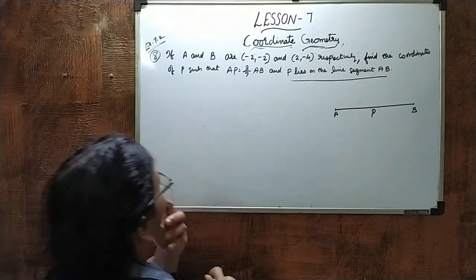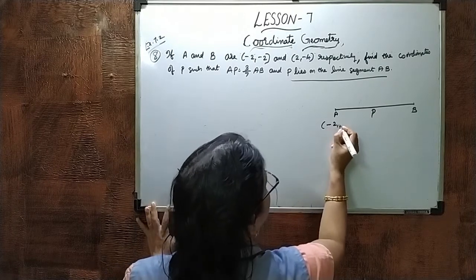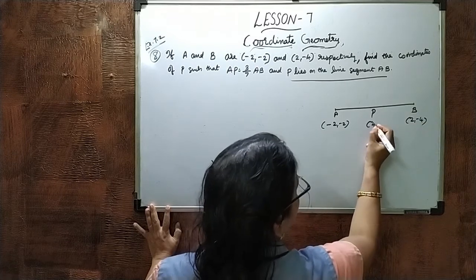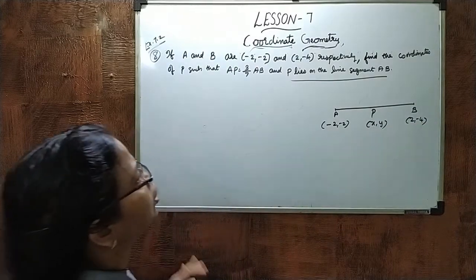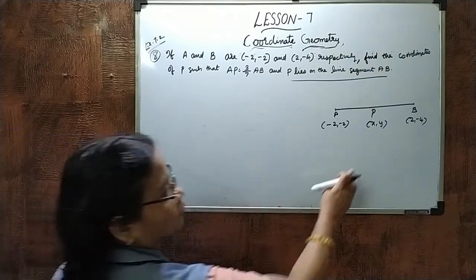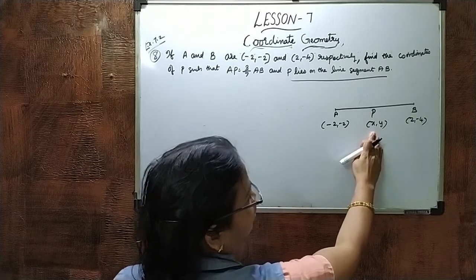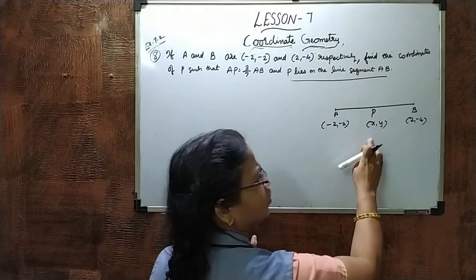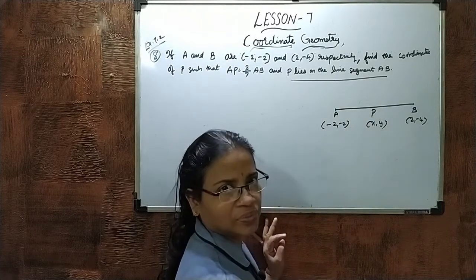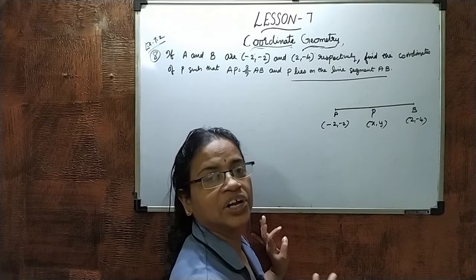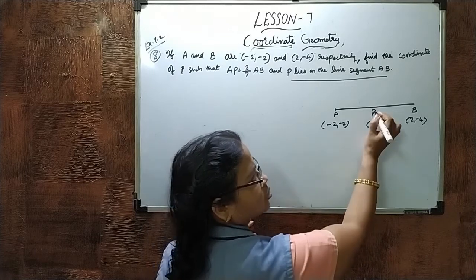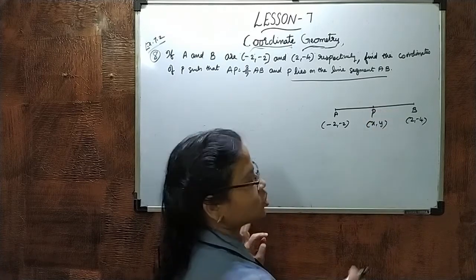Now, which are the coordinates? A is negative 2, negative 2. B is 2, negative 4. What about P then? P we take as x, y. You have to find the coordinates of P. How will you find the point on the line segment? Not the middle point. We have to find the ratio first. Then only we can find it. With the ratio, we can find this point.